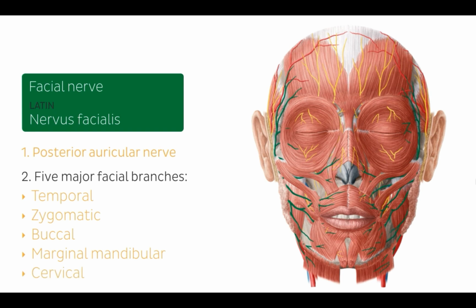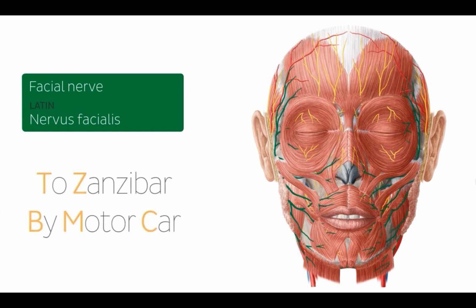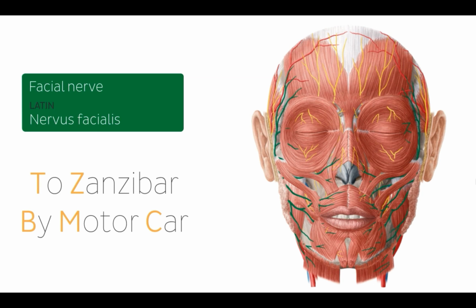And the best thing when you have to memorize all these lists is to have a mnemonic with you. And for the facial nerve, I suggest you use To Zanzibar by Motorcar, where T stands for temporal, Z for zygomatic, B for buccal, M for marginal mandibular, and C for cervical.